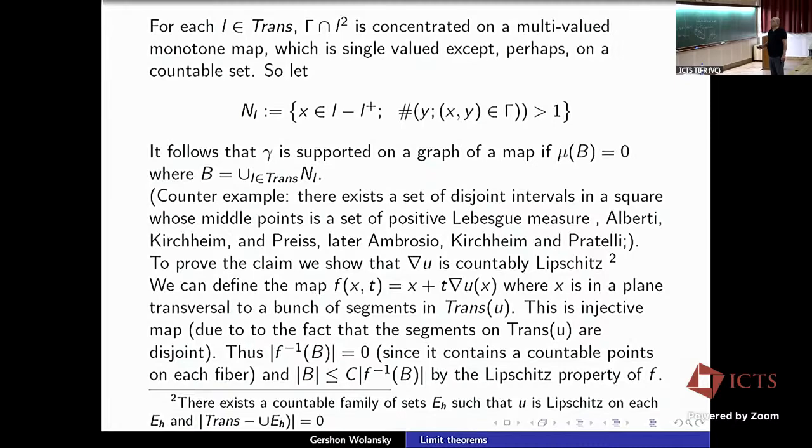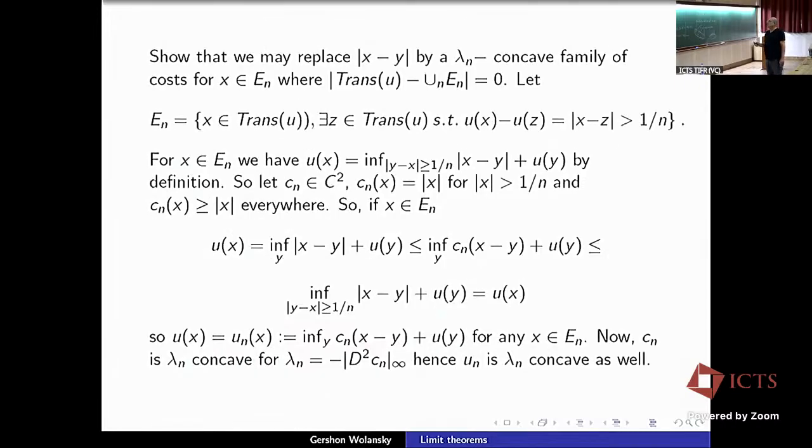So it's enough to show that u is countably Lipschitz. What countably Lipschitz means is that we can break the space into a countable family of sets which cover the bad set such that on each of the sets, u is Lipschitz. Of course the Lipschitz constant may change from set to set and it's not Lipschitz globally, but this is enough. So that's what we do.